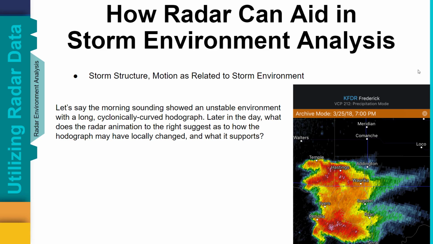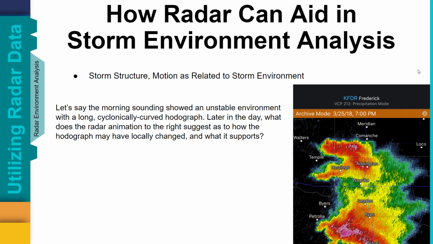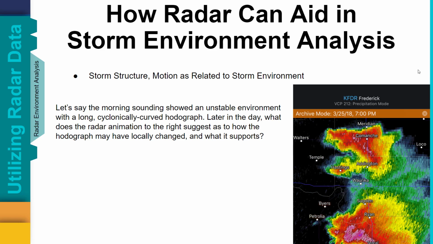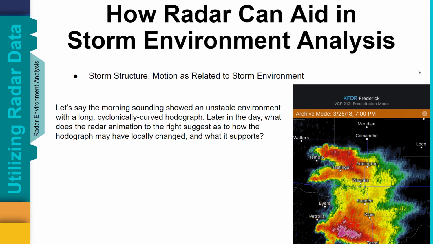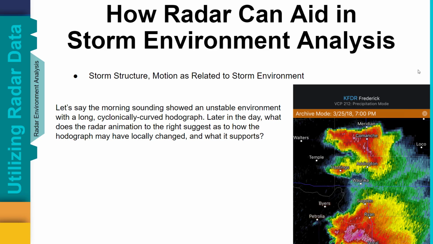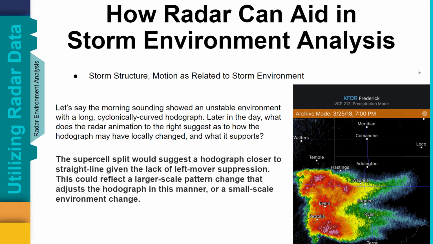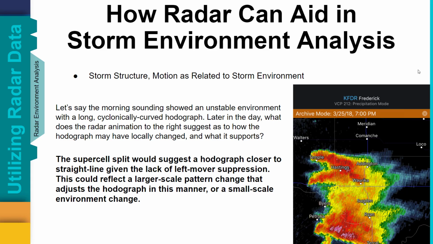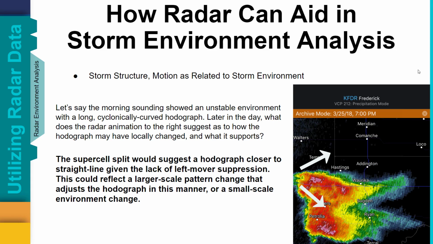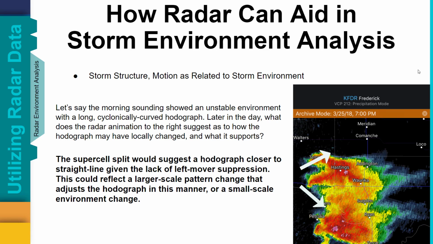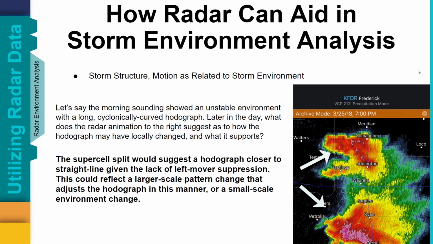Let's say the morning sounding showed an unstable environment with a long, cyclonically curved hodograph. Later in the day, what does the radar animation to the right suggest as to how the hodograph may have locally changed and what it supports? Note the supercell split with equal left-moving and right-moving storms. It would suggest a hodograph closer to straight line given the lack of left mover suppression.